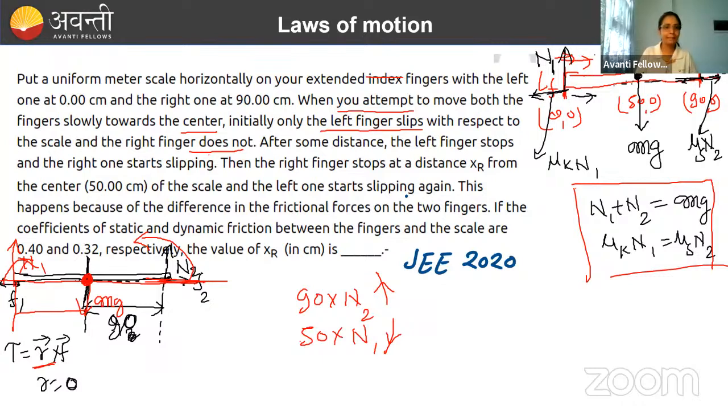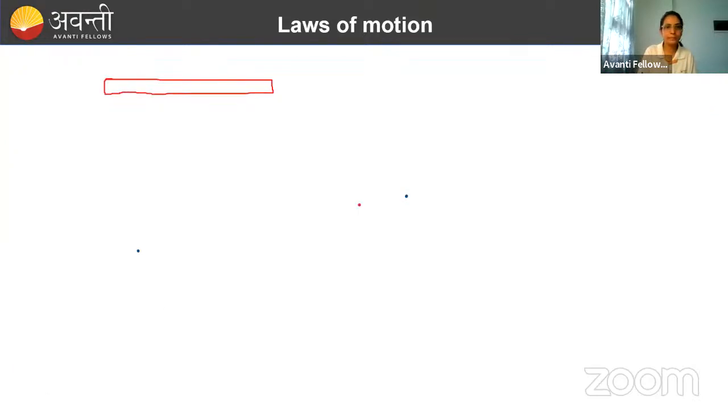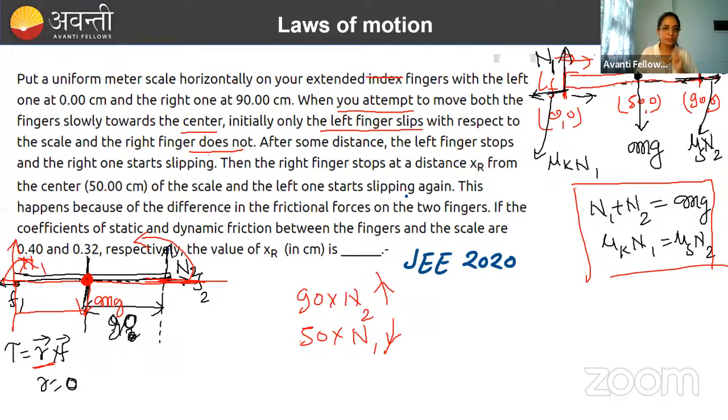What it is saying is that if after some distance, left finger stops and the right one starts slipping, then let's draw the diagram in the next page. Initially, this is the center, right? My right hand finger was at 90, my left hand finger was at 0, and it was slipping. It moved some distance, and at a certain point, my left finger is here. Suppose this distance is x, and just at this position, my left finger stopped slipping and my right finger started slipping.